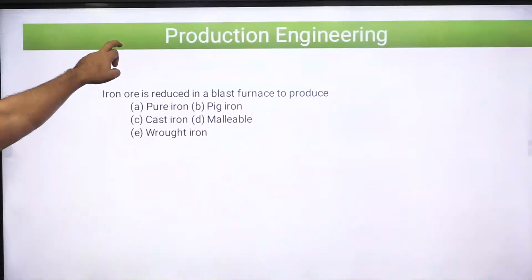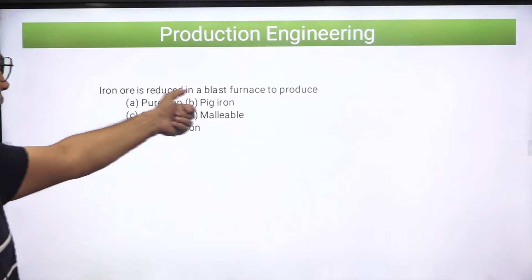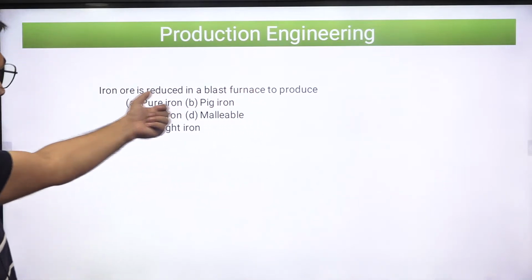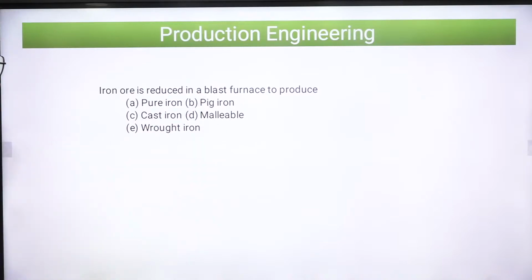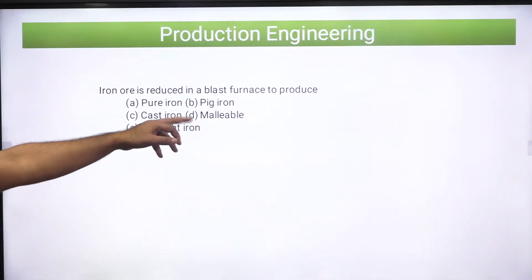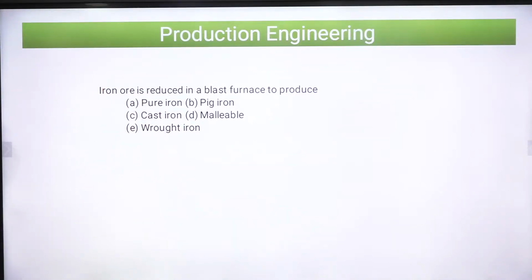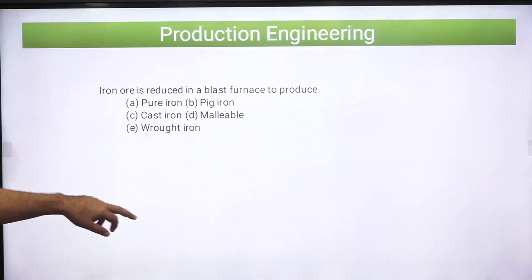So it means over here, iron ore is reduced in a blast furnace to produce, we don't get a pure iron, but okay, pig iron. We call that product pig iron. Okay, and cast iron, wrought iron, malleable iron are the different forms of this iron, depending upon the applications. Okay.